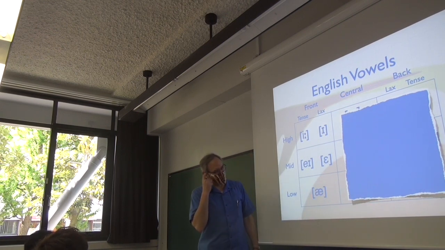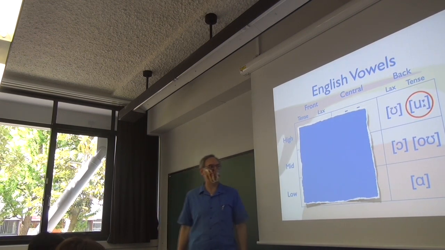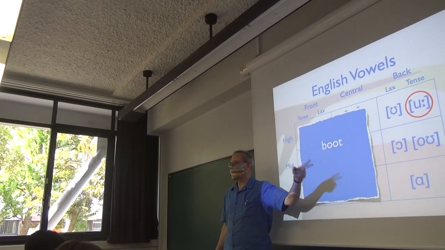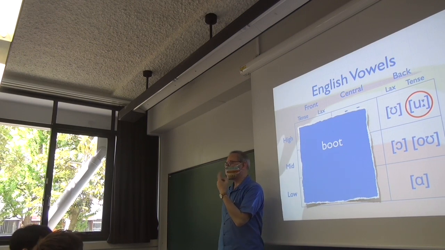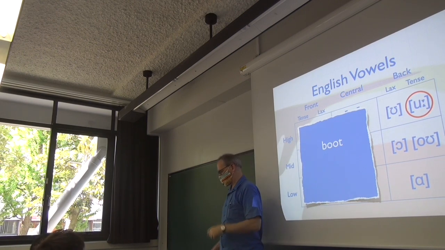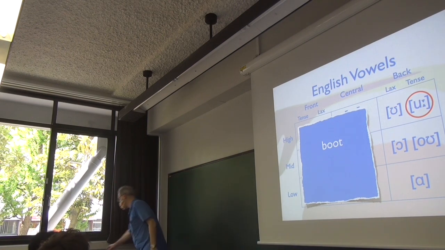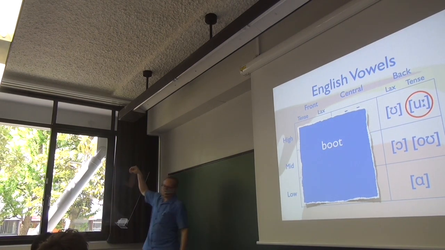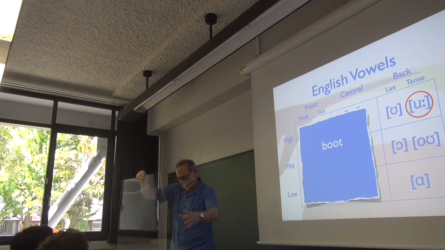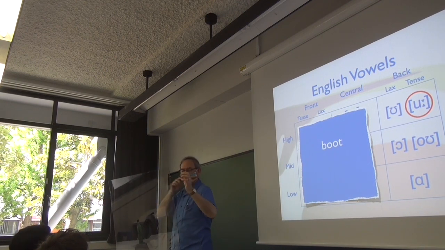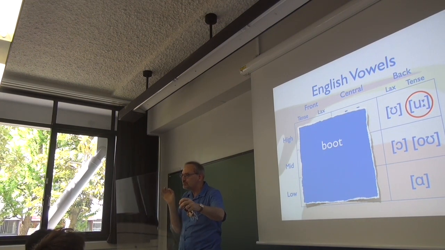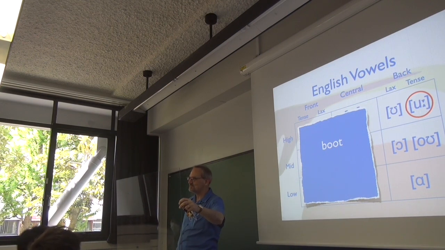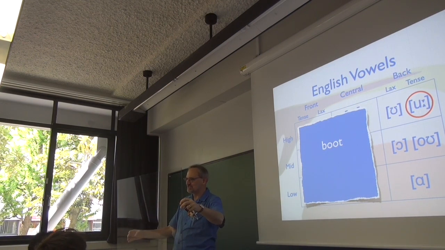Moving to the back then, the high back tense vowel oo, as in boot. Ooh, boot. Now, English oo, as I explained, has rounded lips. Right? So it's not boot, but boot. Boot.